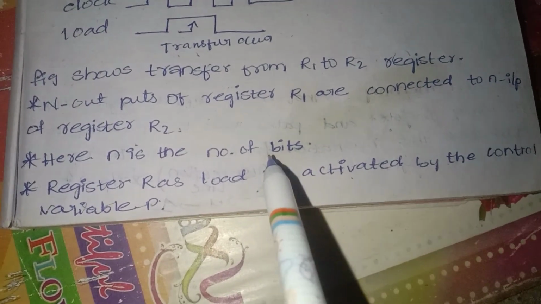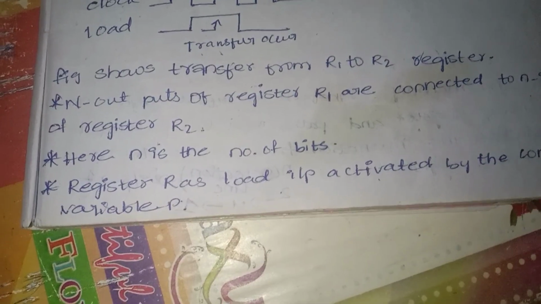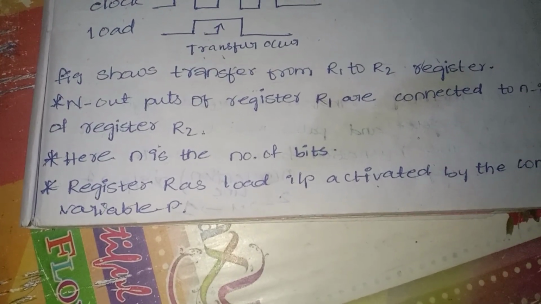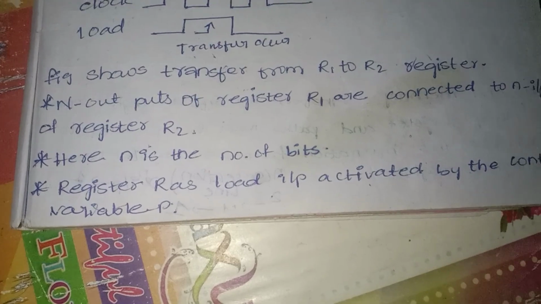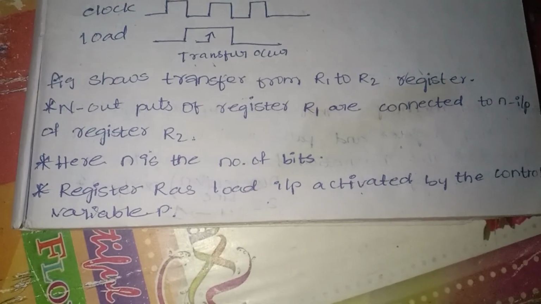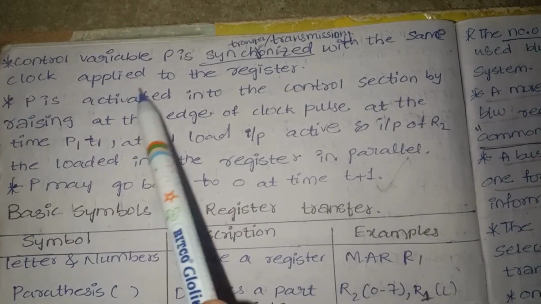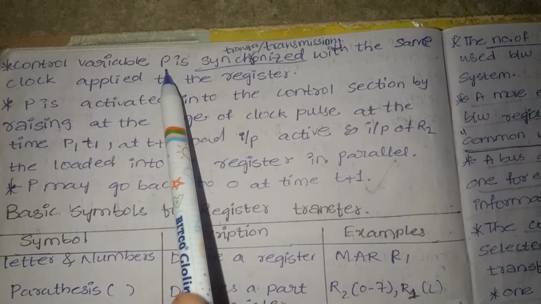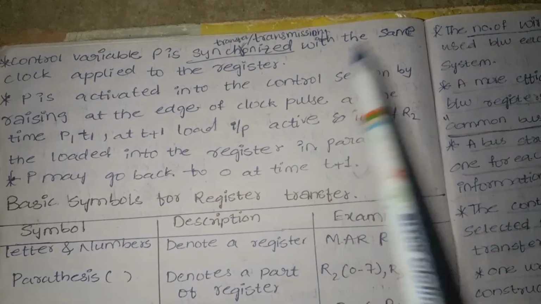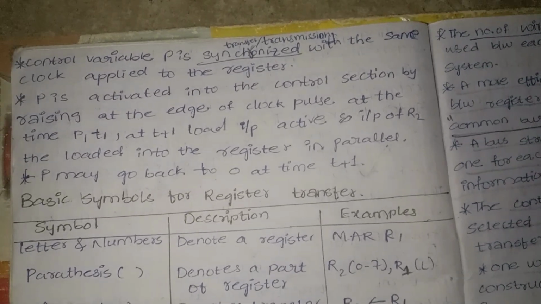If P is not equal to 1, it is terminated with a colon, the control condition is not taken into consideration, and we give load as an input. It is the main function for activating the control function for control variable P. The control variable P is synchronized with the same clock applied to the register. It is used for transmission with the same clock applied to the register, and it is used as an activation function.